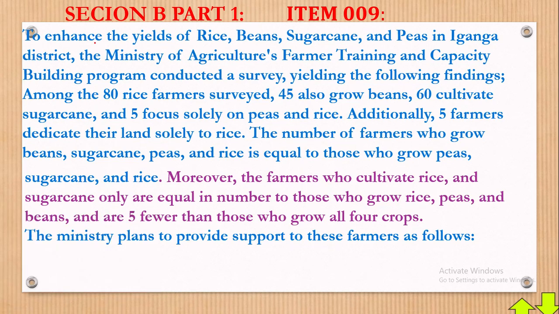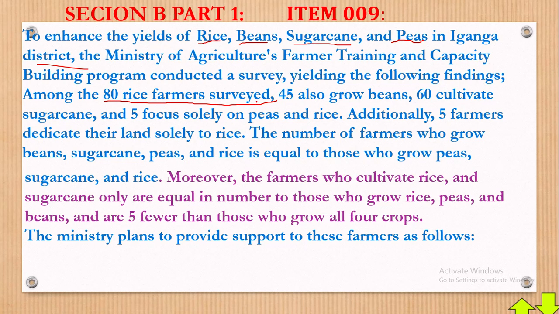So we have to enhance the yields of rice, beans, sugarcane, and peas in Iganga district. The Ministry of Agriculture's Farmer Training and Capacity Building Program conducted a survey yielding the following findings. Among the 80 rice farmers surveyed.